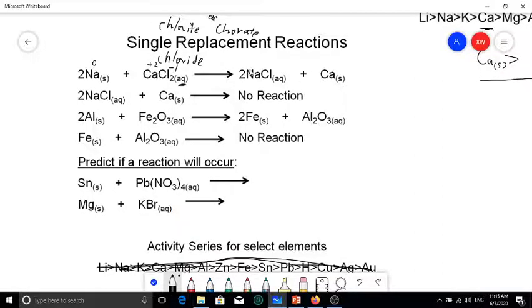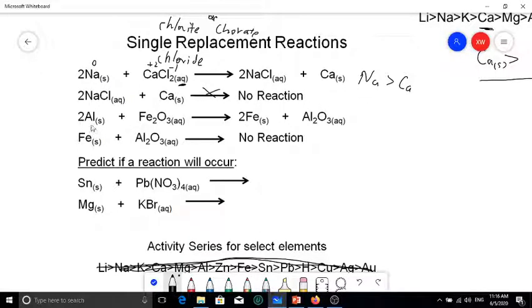Or you can reverse this reaction by putting calcium into sodium chloride solution. Then this reaction will not go. There's no reaction. Now, either way, they draw the same conclusion. It shows sodium is capable of displacing calcium out, kicking the calcium out, whereas calcium cannot kick the sodium out. So you can easily conclude that sodium is more active than calcium, or calcium is less active than sodium.